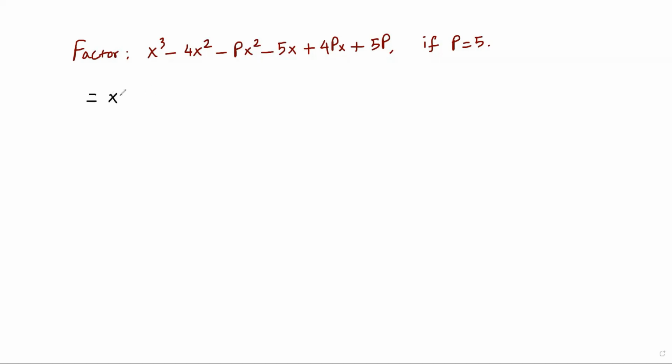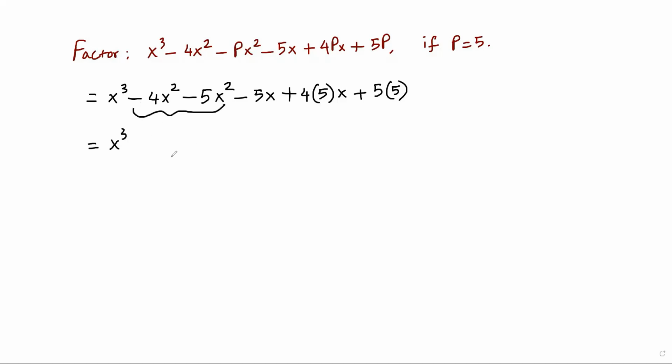cubic polynomial. Then we get x cubed, negative 4x squared, negative p x squared, we can plug in 5, then we'll have negative 5x squared, negative 5x, positive 4px. 4p, we can substitute 5, then 4 times 5 times x, and 5p means 5 times 5. Okay, now we can simplify, that is x cubed. When I combine this negative 4x squared, negative 5x squared, it will be negative 9x squared, because these two are like terms. Then we have negative 5x, positive 4 times 5 is 20x, positive 5 times 5 is 25.